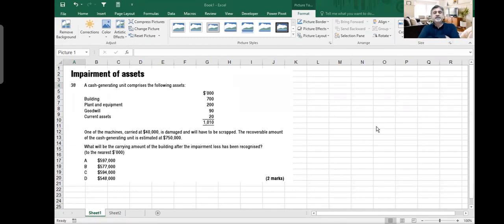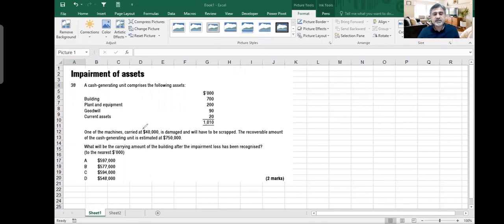A cash generating unit comprises the following assets: building 700, plant and equipment 200, goodwill 90, current assets 20. Total assets 1,010,000. One of the machines carried at $40,000 is damaged and will have to be scrapped. Scrap means that it will be sold for zero. Okay, it will be thrown away. There will be no resale value. You will not receive anything.